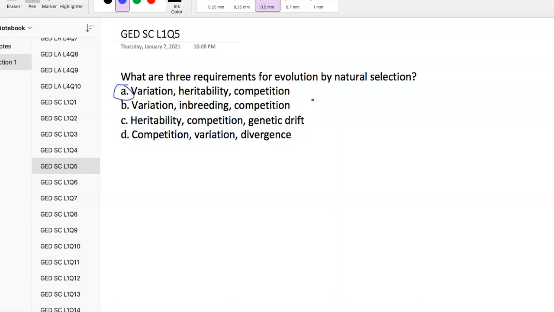Okay, so those are the big 3. It's great if you know what it means, right? But really, those are these 3 words right here: variation, heritability, competition. You just have to lock those into your mind as the 3 requirements for evolution. The question may show up in different forms, but in one way or another, this question almost for sure is going to show up. So I would be highlighting that one in my mind.